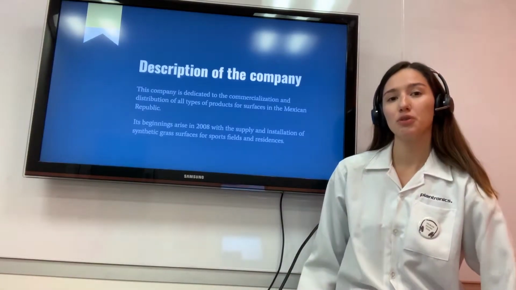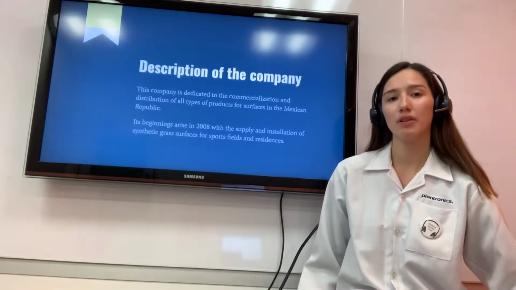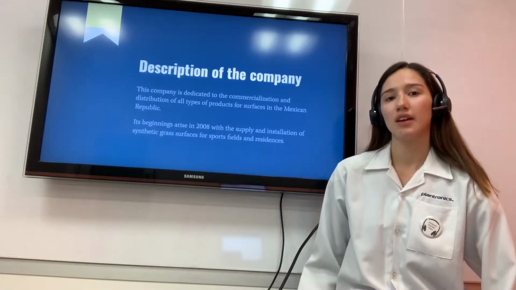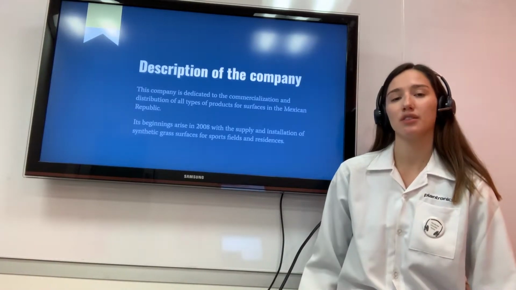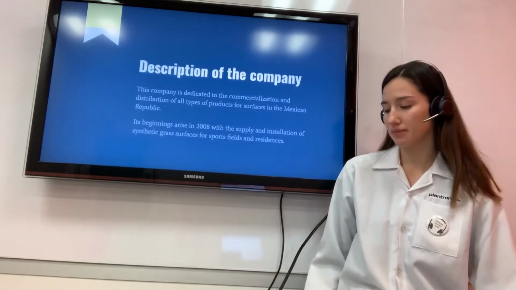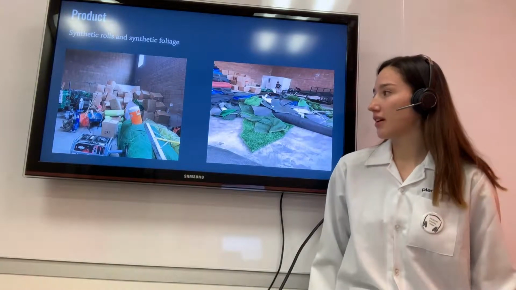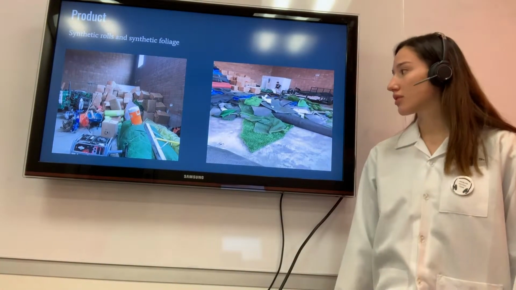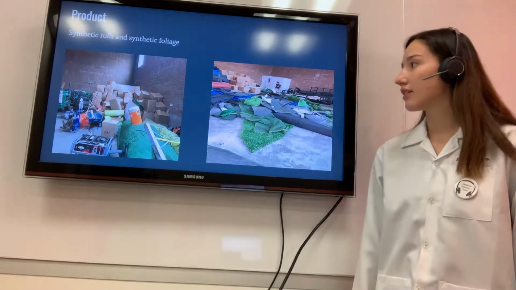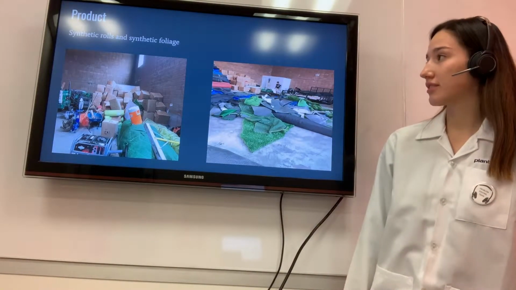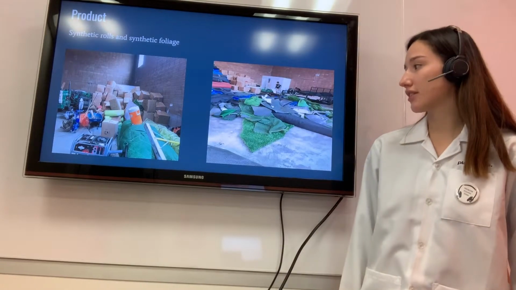Now let me show you 2 images that will help you see the warehouse before we implement our project and our countermeasures. This is some of the products that are in stock in the storage, such as synthetic rolls and synthetic foliage.